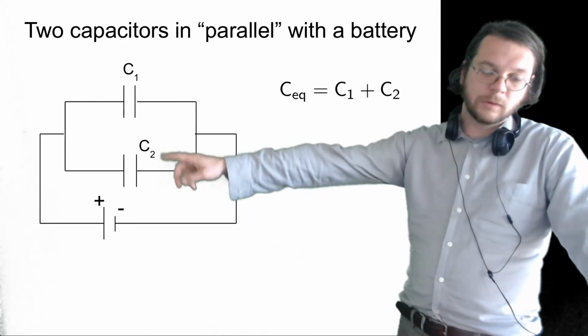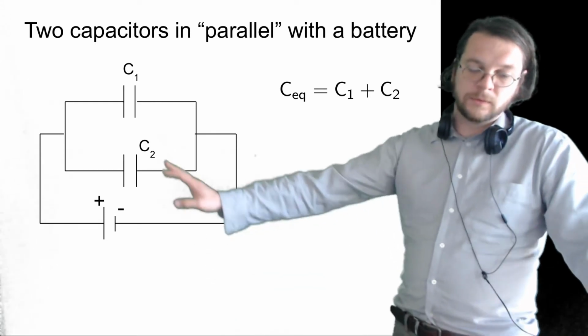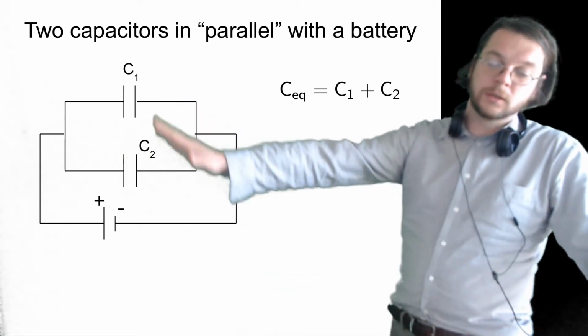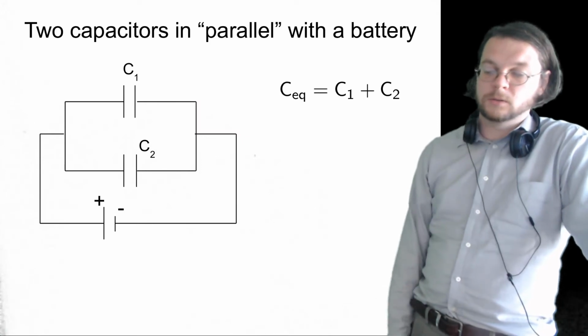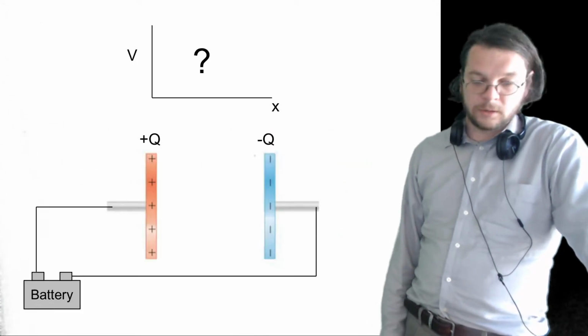We talked about how if you have a circuit that looks more like this, that if you had one capacitor that does the same thing as these two capacitors, that equivalent capacitance would just be the capacitances added together.